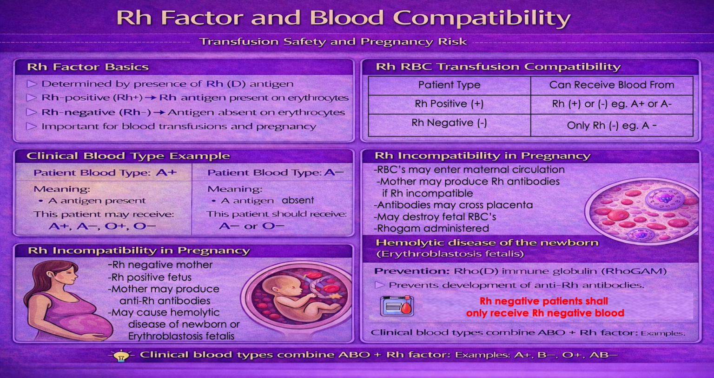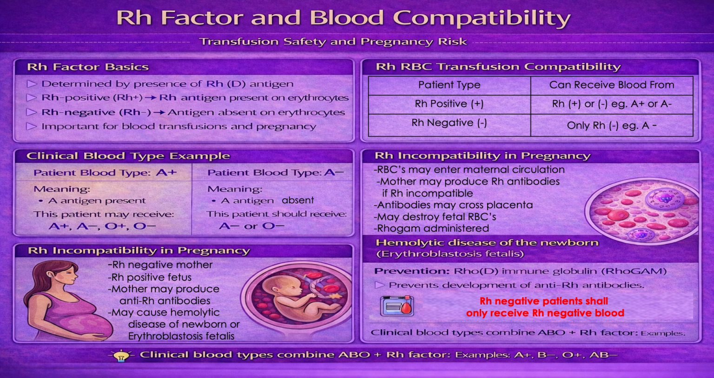If an Rh negative mother carries an Rh positive fetus, fetal red blood cells may enter the maternal circulation during pregnancy or delivery. This exposure can stimulate the mother's immune system to produce anti-Rh antibodies. During a subsequent pregnancy with another Rh positive fetus, these maternal antibodies may cross the placenta and attack fetal red blood cells, a condition known as hemolytic disease of the newborn, also called erythroblastosis fetalis.